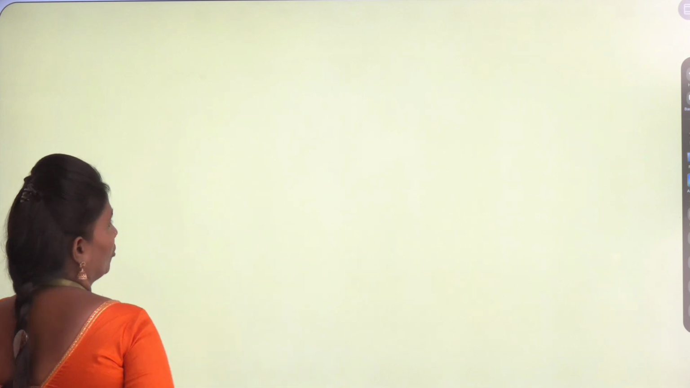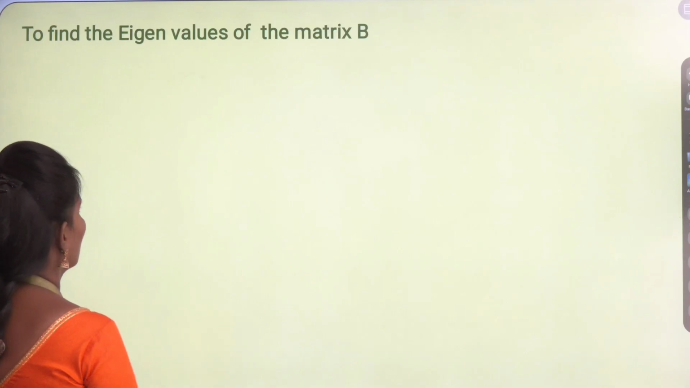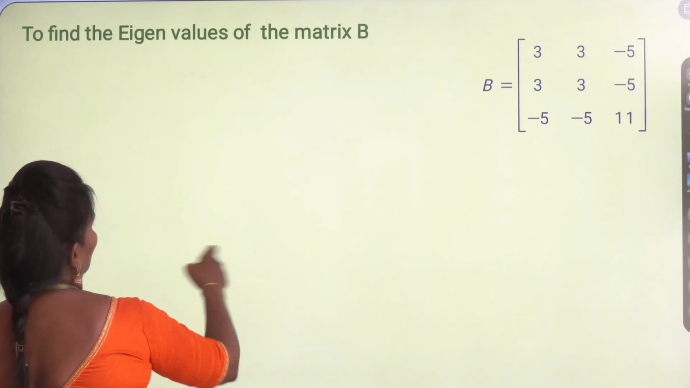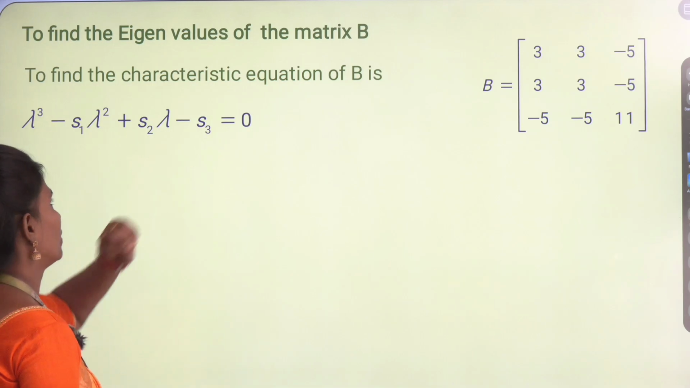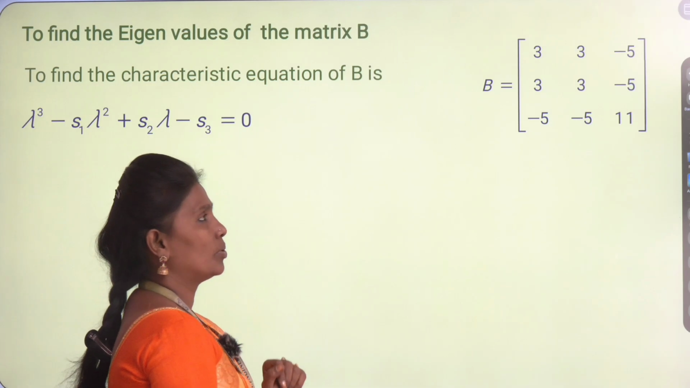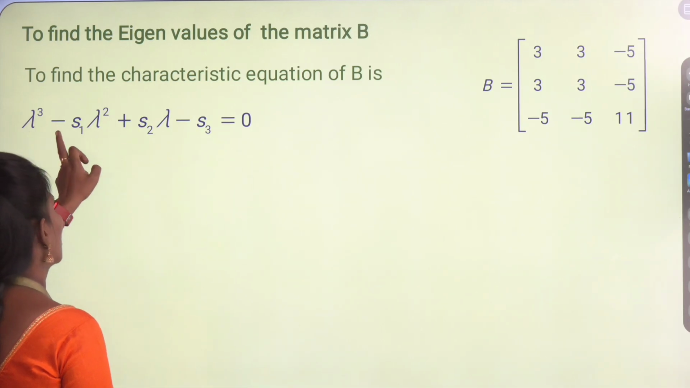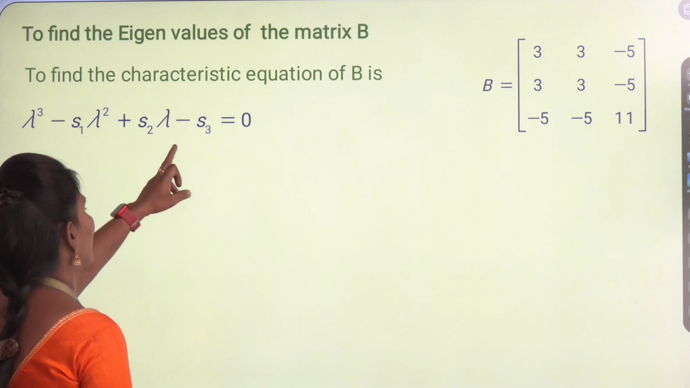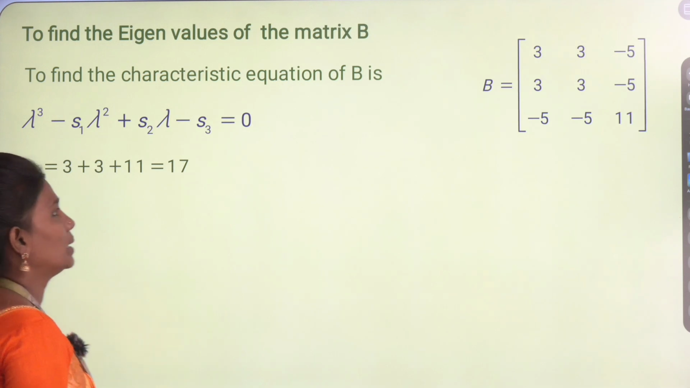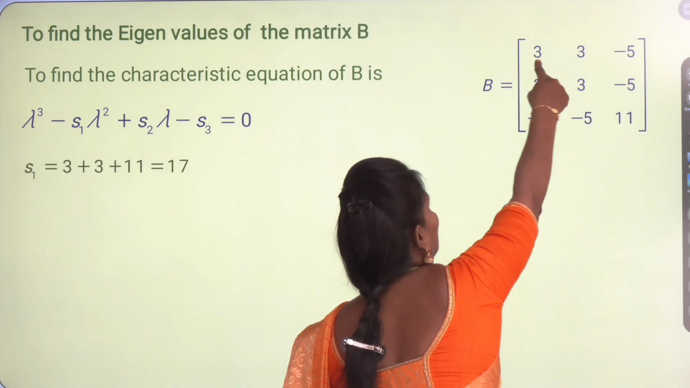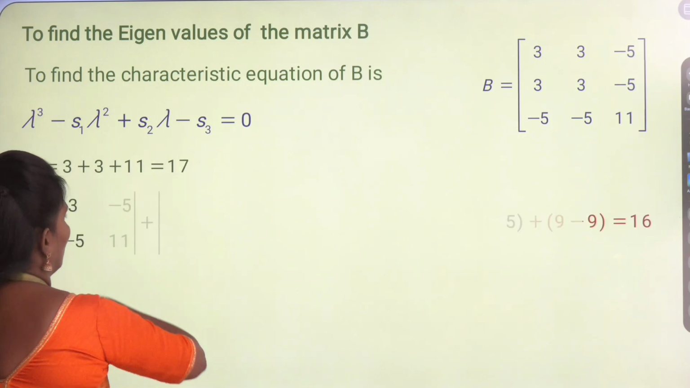For this B matrix you are going to find eigenvalues and eigenvectors. First, for a 3 cross 3 matrix, form the characteristic equation. The general formula is lambda cube minus S1 lambda squared plus S2 lambda minus S3 is equal to 0. What is S1? S1 is the sum of the main diagonal elements: 3 plus 3 plus 11. It becomes 17.